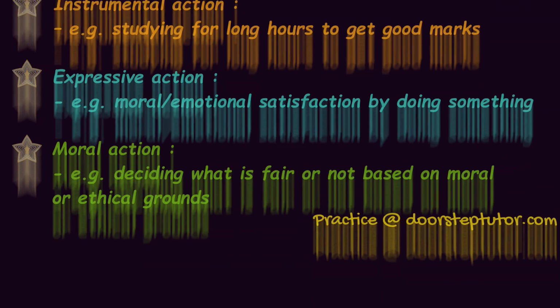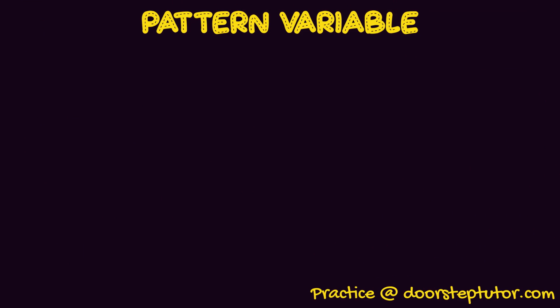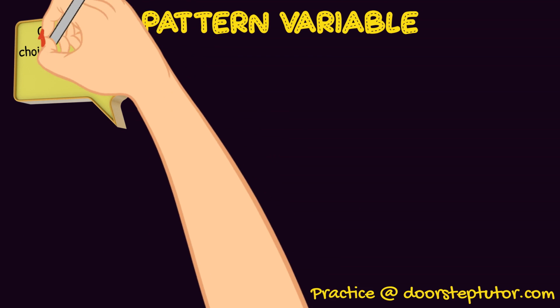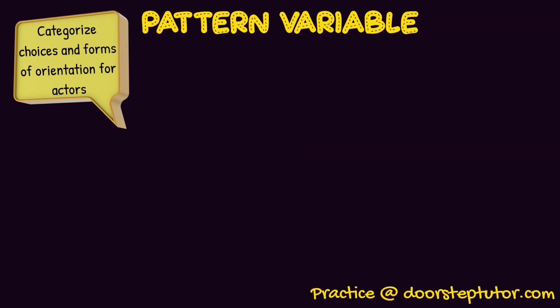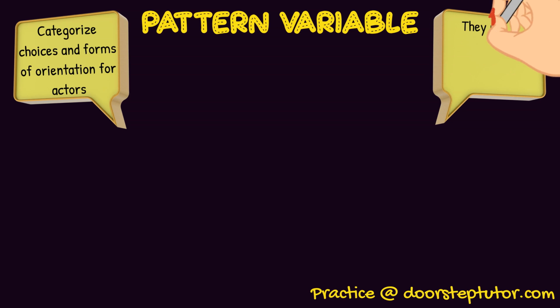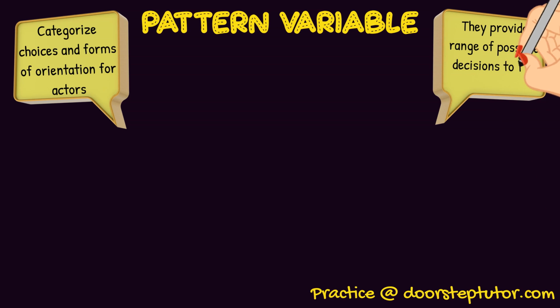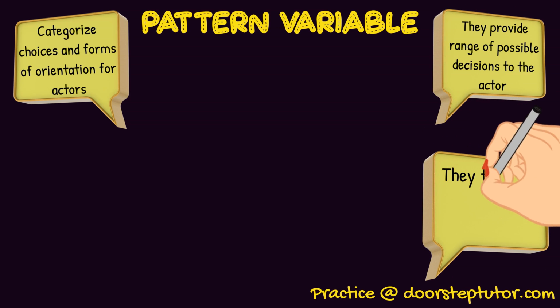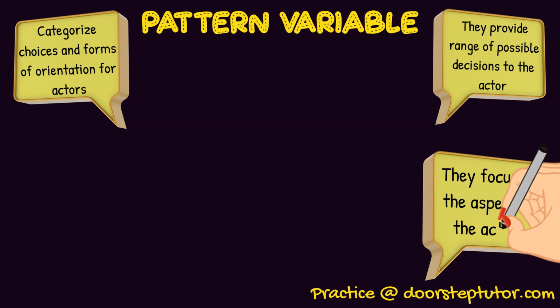Coming to the next concept of pattern variable. Okay, so pattern variables are what? He said that choices and forms are categorized, because whenever you are performing a social action, you have a lot of choices. You have a lot of possible decisions that you can make. For example, in an exam, I can cheat, or I can not cheat, or I can run away from the exam. I have many options.